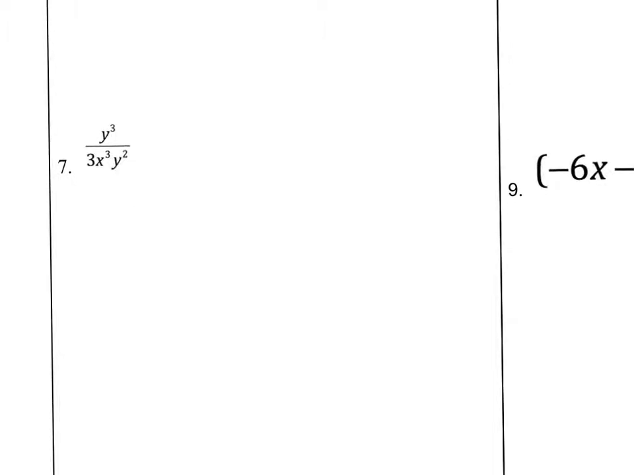For number 7, we're looking at doing the same thing but with dividing. One of the things that might be helpful is to look at this as 1 over 3 times 1 over x cubed times y to the 3rd over y squared. I think this might be useful because it reminds us that if we cancel things out, we're not actually getting rid of a whole numerator of a fraction.